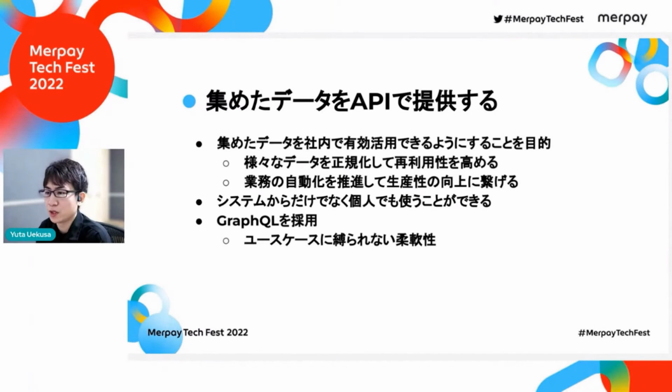The main reason for adopting GraphQL was that we simply wanted to try it out, but after actually using it, we feel that its flexibility, which is not bound by use cases, is a good match for the API in microservice dashboards, where it is impossible to predict how it will be used.